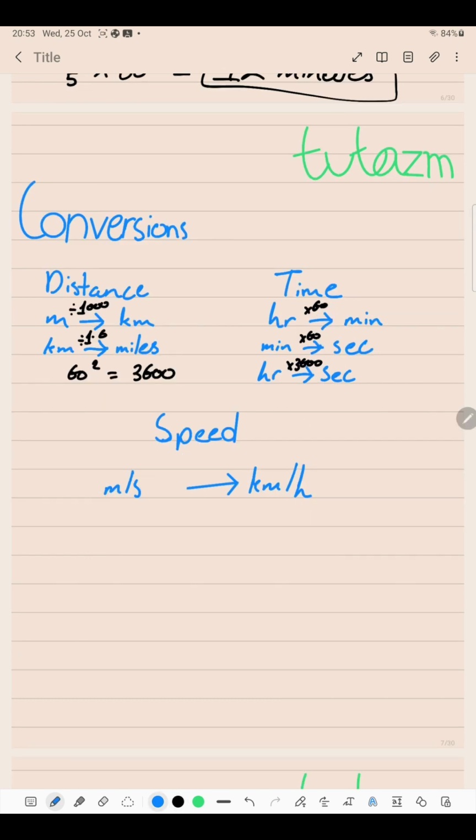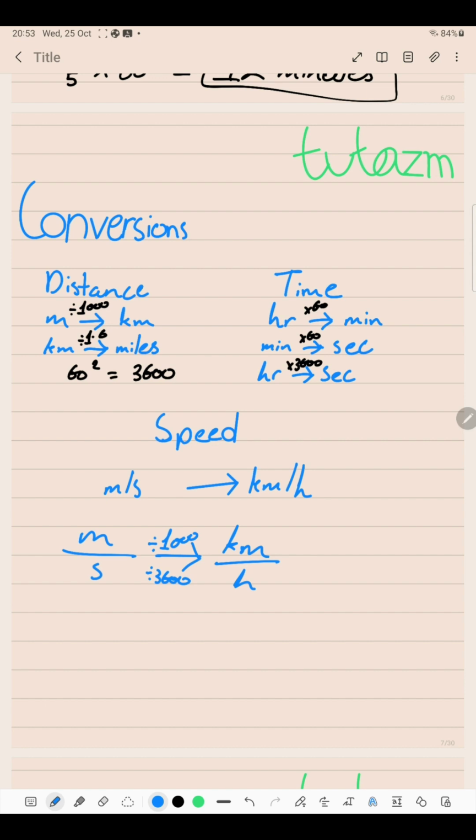So let's do meters per second to kilometers per hour, because I think that's going to be simpler than working out kilometers per hour to meters per second. So to go from meters per second to kilometers per hour, let's just break it up and work out the top part first and then the bottom part. So to go from meters to kilometers, we said we'd divide by 1,000, and to go from seconds to hours, we said we'd divide by 3,600.